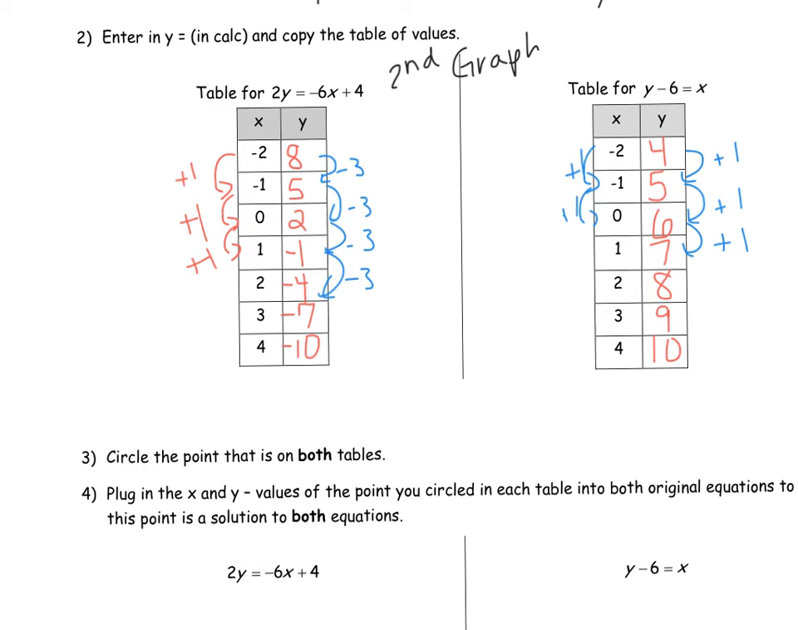Now, here's the important part. Circle the point that is in both tables. So let's examine that carefully. The point that appears in both tables is negative 1, 5. Negative 1, 5 appears in both tables.